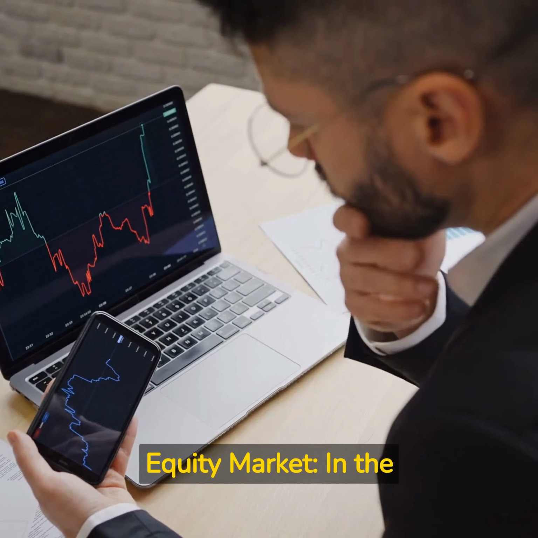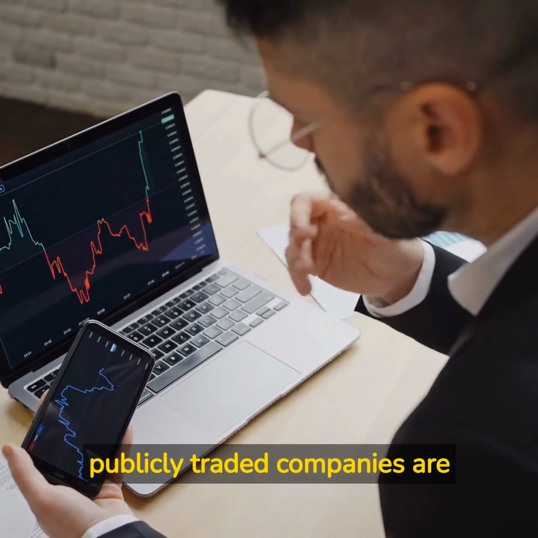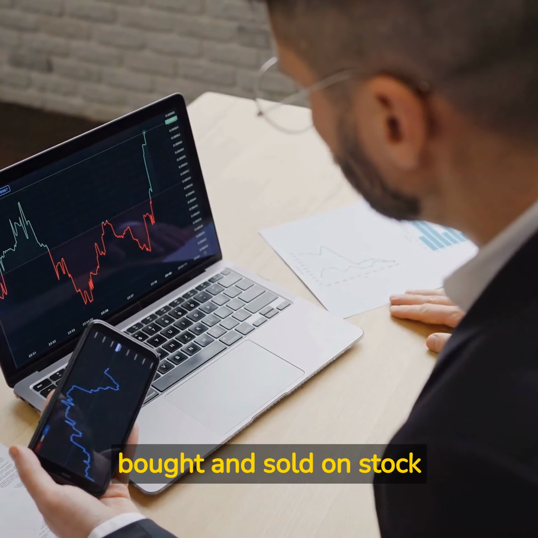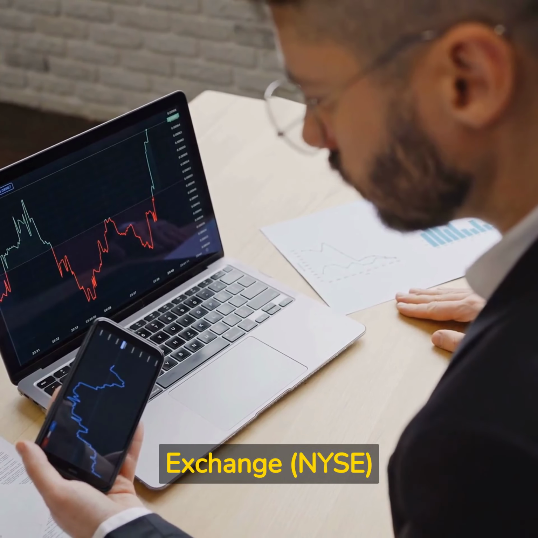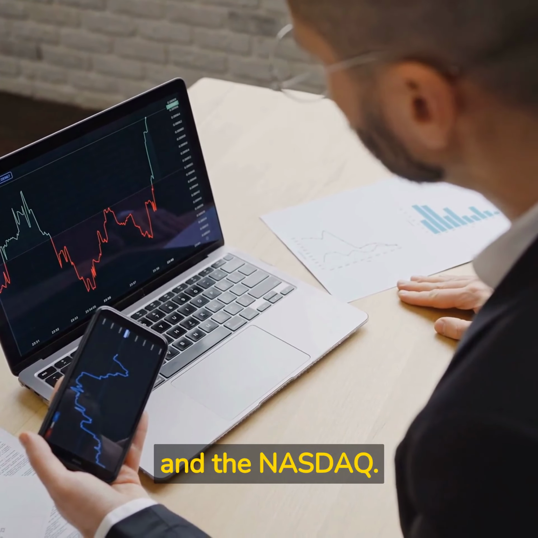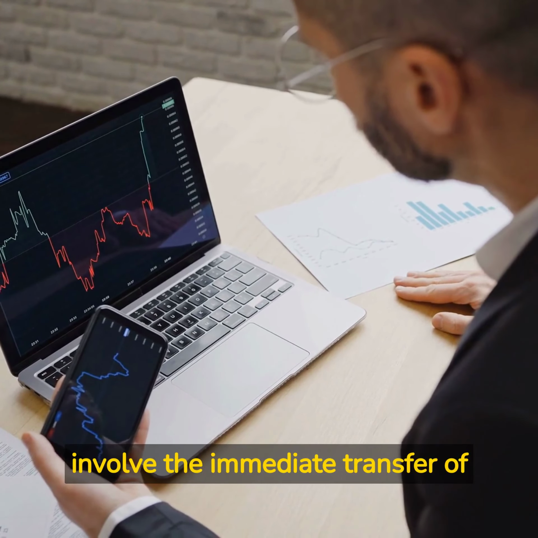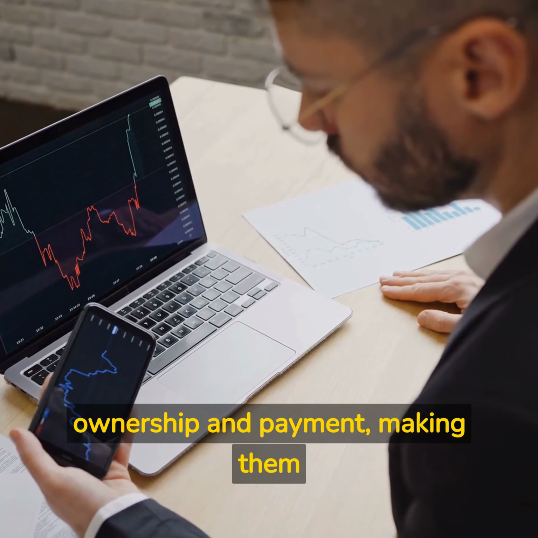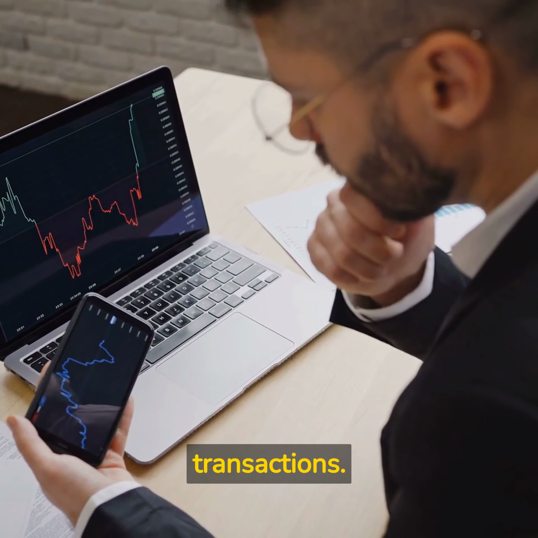Equity market. In the equity market, shares of publicly traded companies are bought and sold on stock exchanges like the New York Stock Exchange, NYSE, and the NASDAQ. These transactions involve the immediate transfer of ownership and payment, making them spot market transactions.